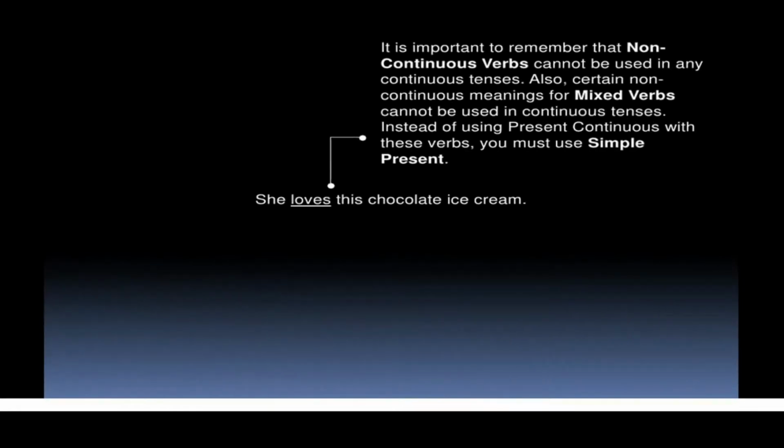Okay. It is important to remember that non-continuous verbs cannot be used in any continuous tenses. Also, certain non-continuous meanings for mixed verbs cannot be used in continuous tenses. Okay, instead of using present continuous tense with these verbs, you must use simple present. She loves this chocolate ice cream.